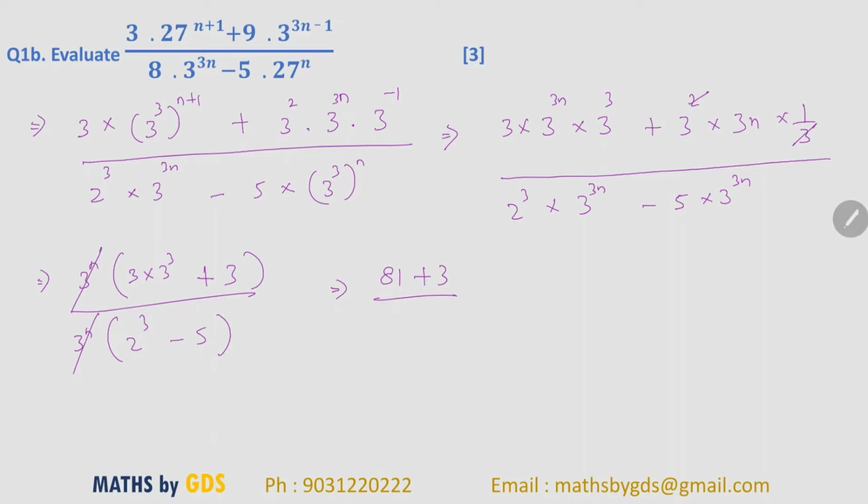2 cube is 8, 8 minus 5 is 3. So that will be 84 by 3. That will be 28. Alright. So the answer to this question is 28.